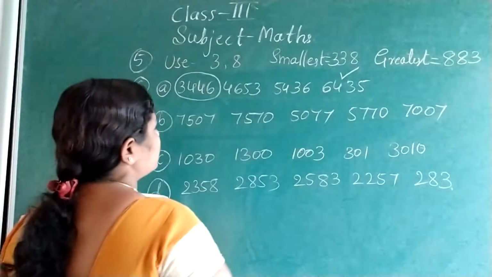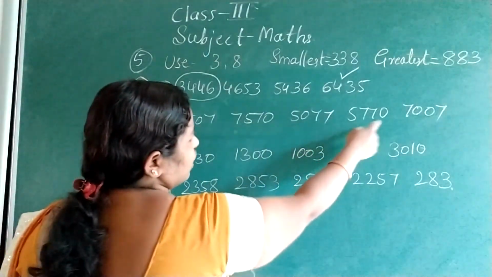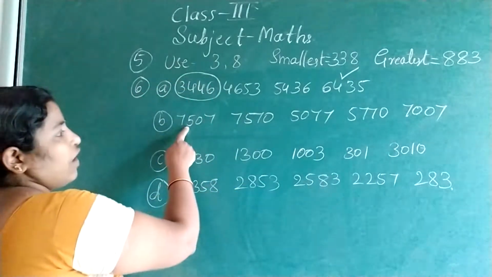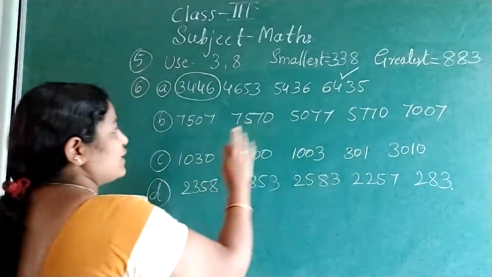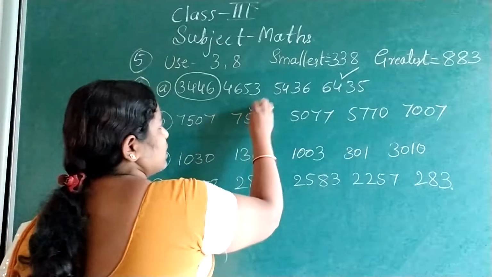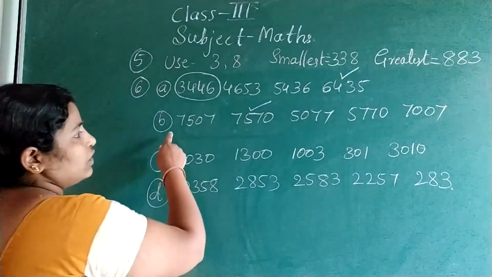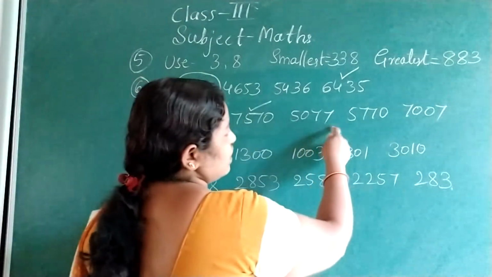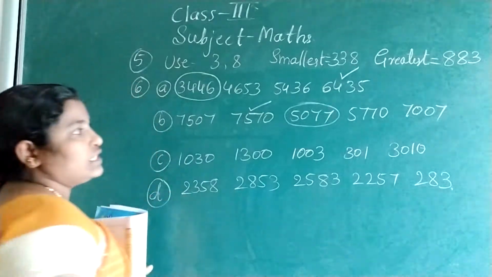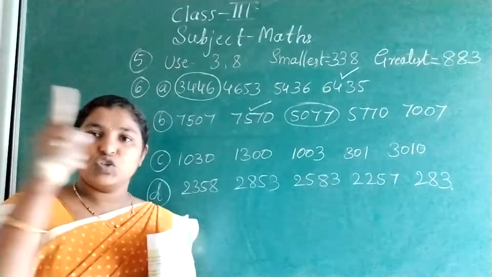Come to the next. Tick the greatest number. 7,000, 7,000, 5,000, 5,000, 7,000. So 7,000 you check it again. 500, 500, 7. So that has gone. Then 0 tens, 7 tens. So this is the greatest number in B, and 5077 is the smallest number. So greatest number we should tick, smallest number we should circle.